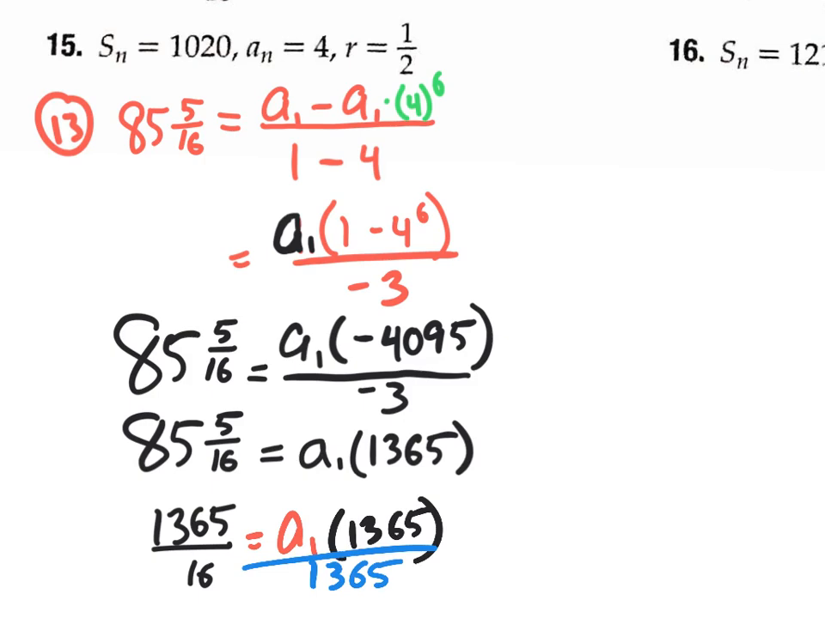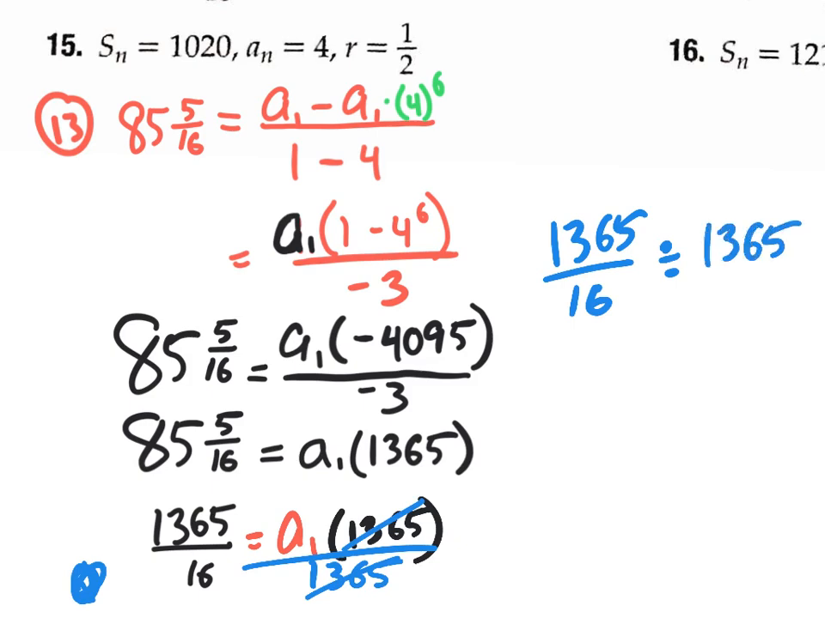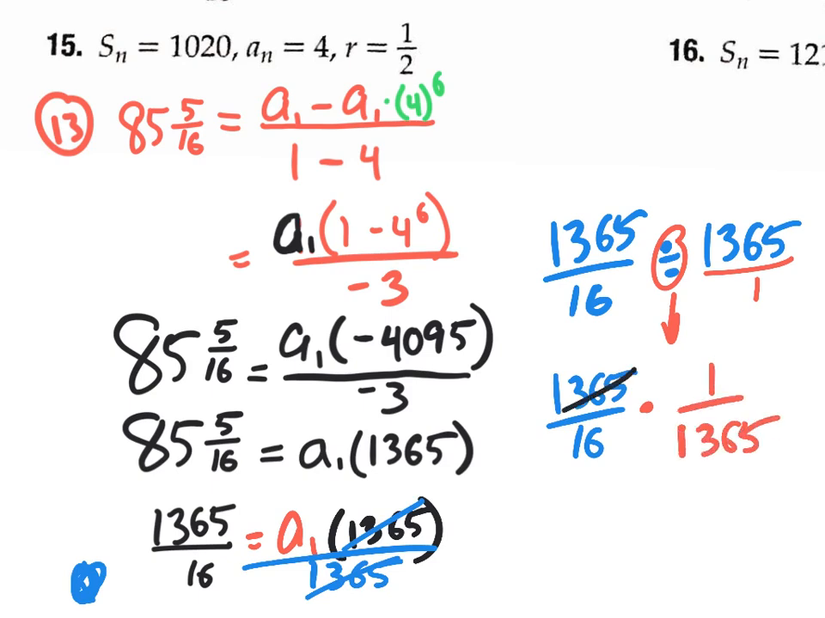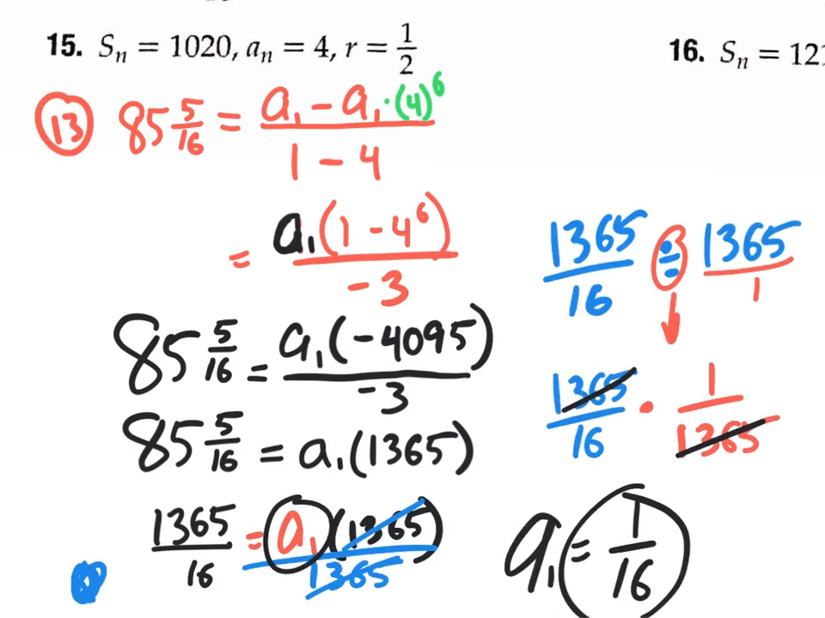Okay, so now let's get rid of that 1,365 by dividing by 1,365. What you do to one side, you must do to the other, right? Right here, it cancels out. Over here, let me rewrite this: 1,365 over 16, and I'm going to divide by that number, 1,365. When you flip this to change it to a multiplication, you'll get 1 over 1,365, and of course, they cancel out. Your final answer is 1 over 16. So what did we solve for right here? We solved for a sub 1. A sub 1 equals 1 over 16.